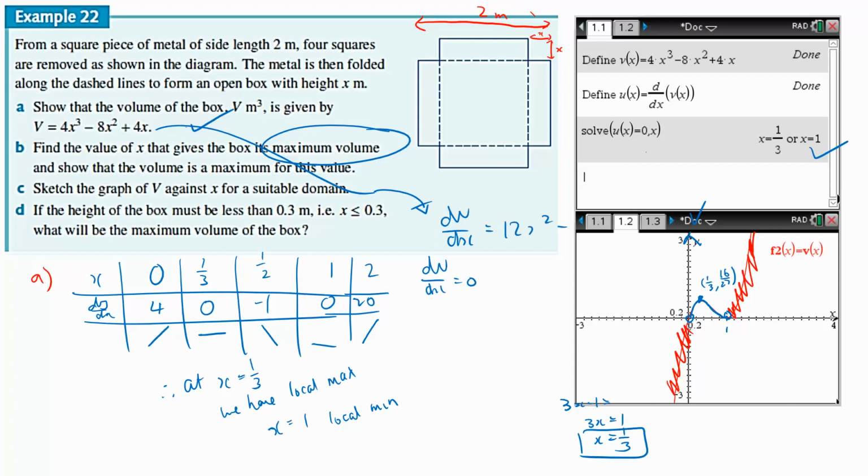What's the issue here? What is it really asking? A lot of students don't even know what the question's asking. So if x has to be less than or equal to 0.3, what will be the maximum volume of the box?